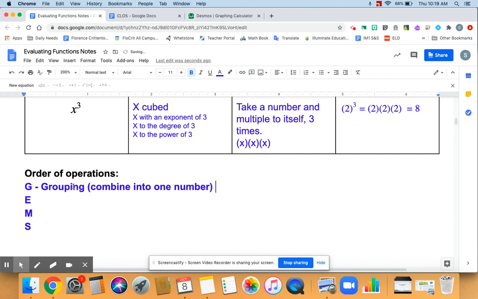There are many things that tell you that you have to combine everything into one number. The most common one is parentheses. If you see parentheses anywhere, it means anything inside the parentheses you're supposed to combine into one number first. This is what parentheses look like. They're not the only thing that tells you to group though. Brackets tell you to group, which look like that, or like that.